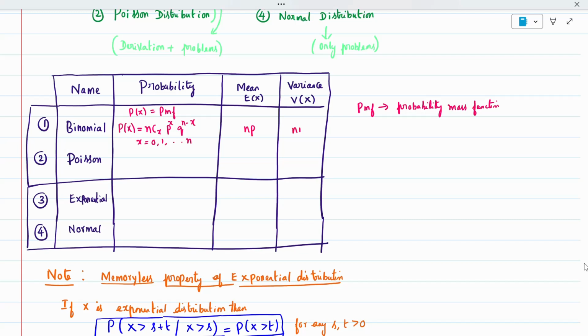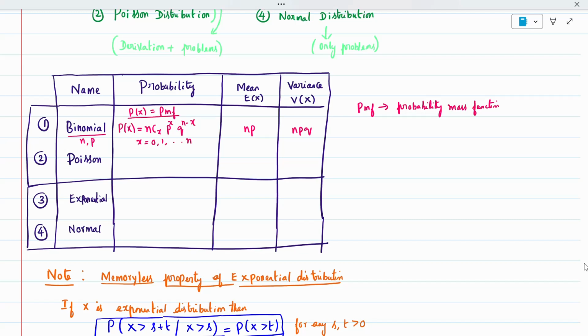Variance is npq. So when do I apply a binomial distribution? When the number of trials n and the probability p are given. Only two cases: p is the probability of success and n is the number of trials. If both are given in the question, we have to apply a binomial distribution. This is the formula for the probability mass function for a discrete random variable.